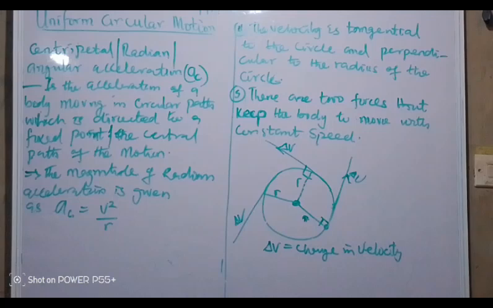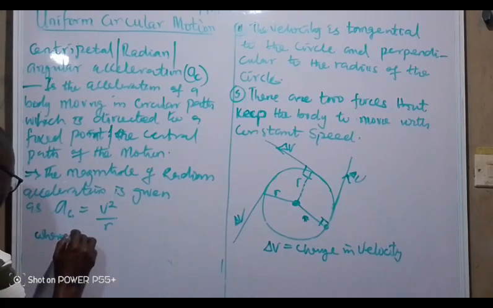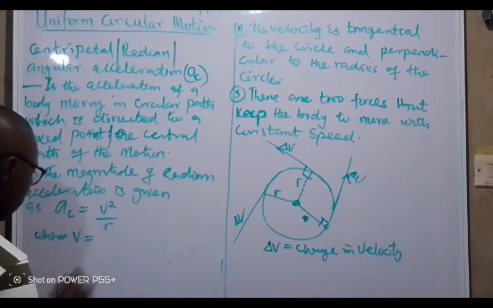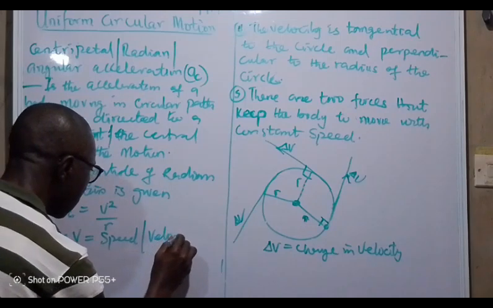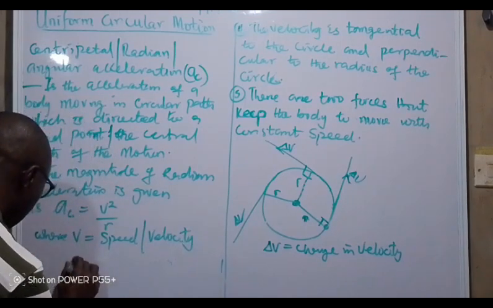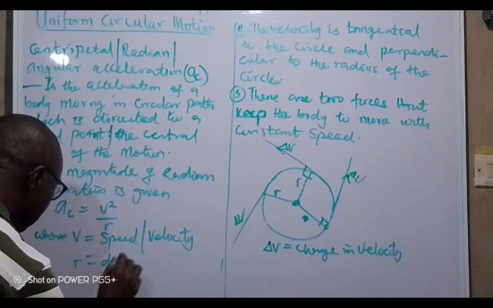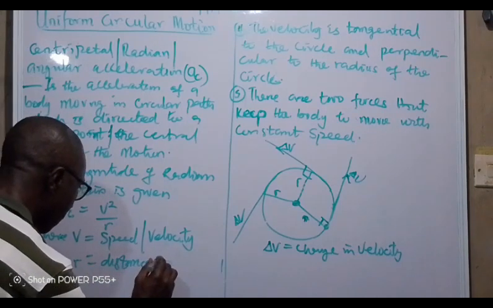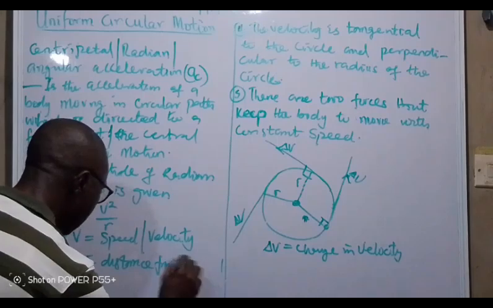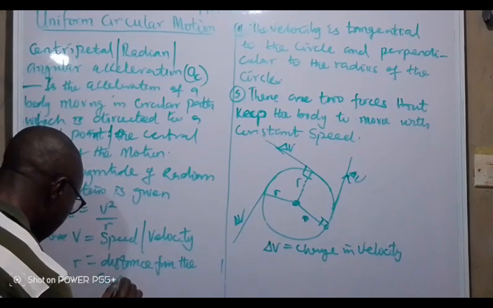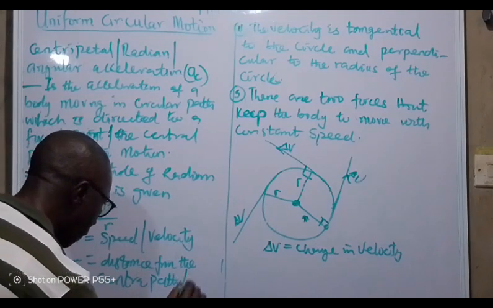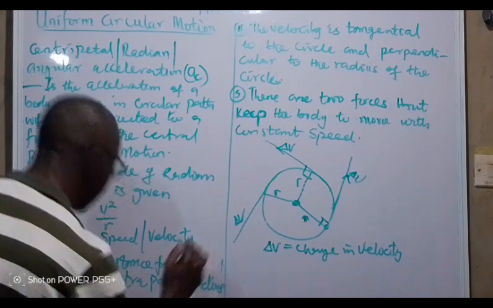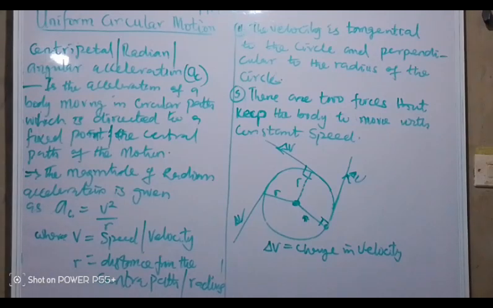Already we know that our AC is radial acceleration, where V is equal to speed or velocity, and R is the distance from the central part, or you call it radius.